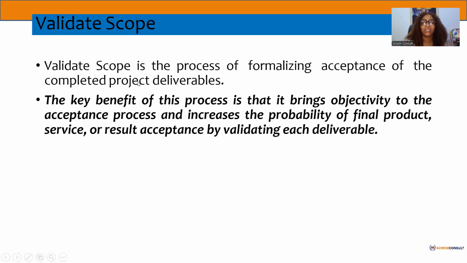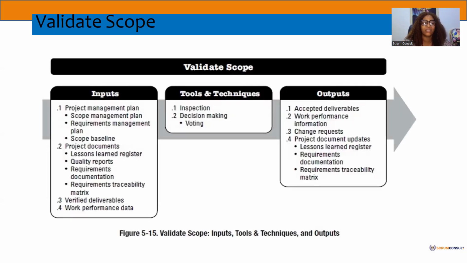So validate scope is the process of formalizing acceptance of the completed deliverables. The key benefit of this process is that it brings objectivity to the acceptance process and increases the probability of final product, service or result acceptance by validating each deliverable. Every deliverable has to be validated. Every phase has to be validated. And that's what we have.